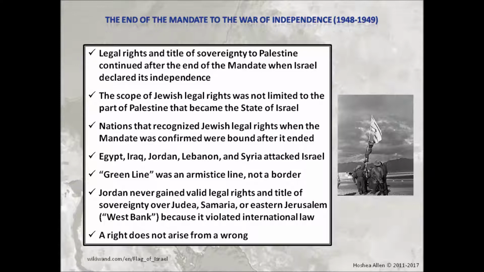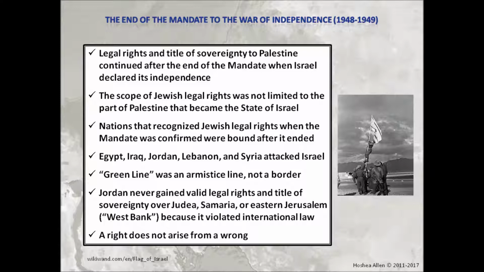And Jordan, Lebanon, and Syria did the same when they joined the United Nations. And the so-called Green Line that we hear so much about in the news was not an internationally recognized border. It was just an armistice line. That's it. And further, Jordan, which, keep in mind, is an illegitimate nation that came into existence by the illegal actions of the Hashemite family and the British government, never gained valid legal rights and title of sovereignty over Judea, Samaria, and eastern portions of Jerusalem, what they called the West Bank.